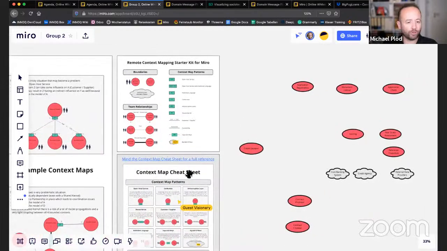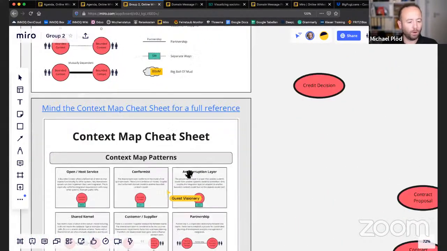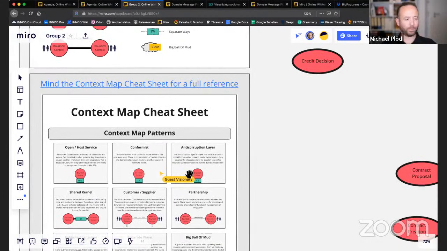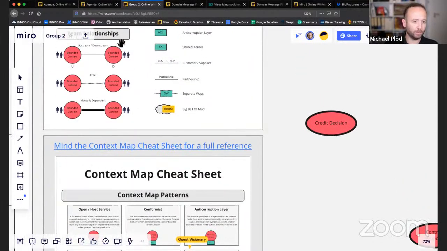Now, in the first iteration, we will focus on 3 patterns. The one is open host service. The other is conformist. The next one is anti-corruption layer. All these 3 patterns you will usually find in a so-called upstream-downstream relationship. Usually, with the open host service, which can be seen as something like a public API, one bounded context offers its services through a dedicated API. That can be a synchronous one or also the publishing of events.